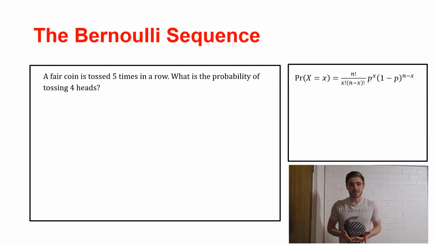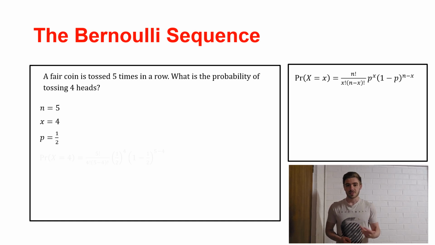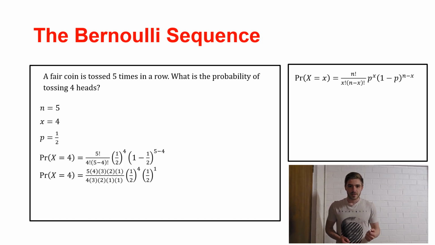So let's apply that to this example. We're tossing the coin a total of 5 times, so n equals 5. We're looking for 4 heads, so x equals 4. And the probability of a success is defined as tossing a head, and so that's going to be a probability p equals a half. All we're going to do is sub into the equation and simplify. If you need a refresher on how to simplify the factorials, then check out my video on counting methods. I've left a link in the description for you.